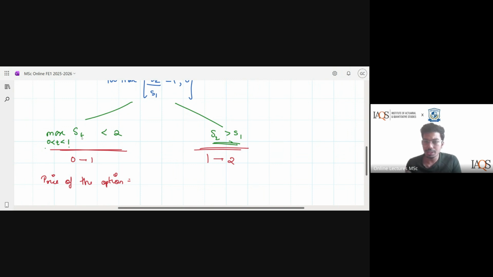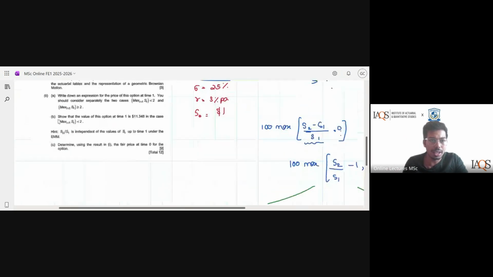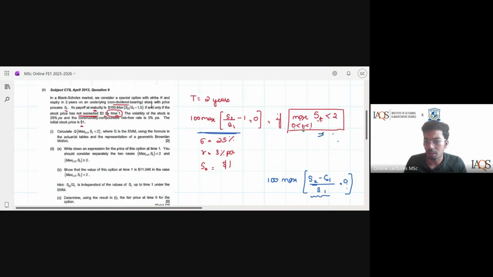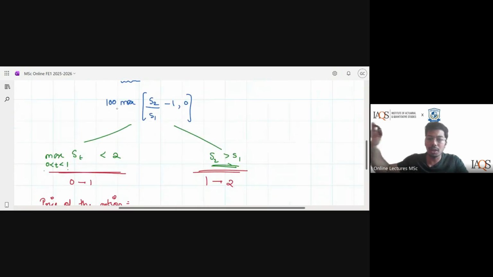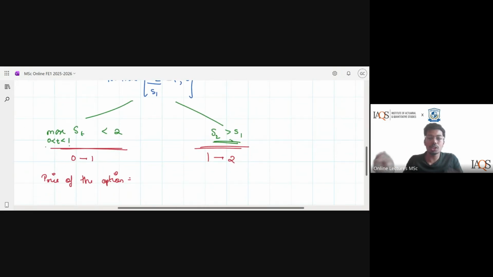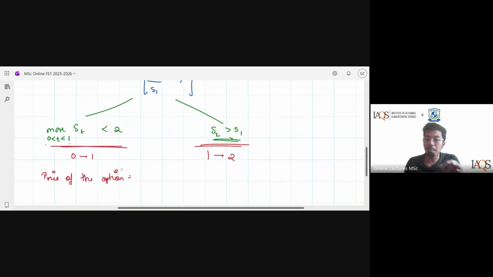The underlying asset price does not exceed 2 rupees, is only between 0 and 1. They have said that this has to be by time 1. Therefore, I don't care if between 1 and 2 it exceeds 2. By time 1, it doesn't have to exceed 2, is what they are saying. Therefore, I know this is between 0 and 1. And the other thing where I'm saying S2 has to be greater than S1, S1 has already occurred. The condition is that S2 has to be greater than S1. Therefore, the movement will be between 1 and 2. That is how the next condition works. Fair enough?